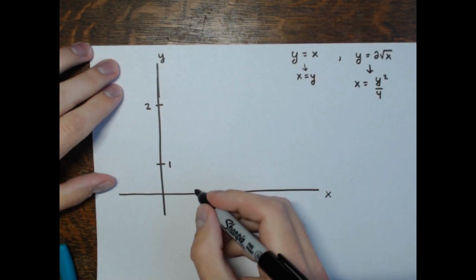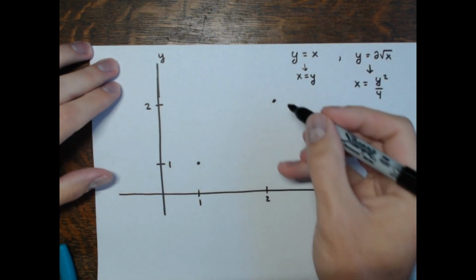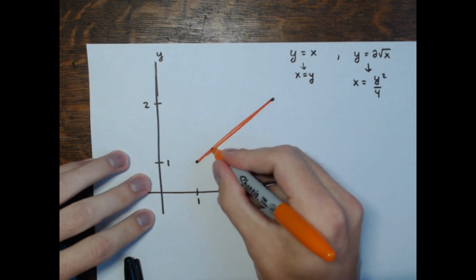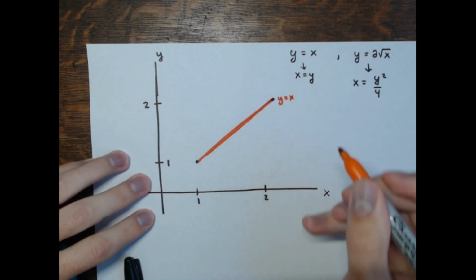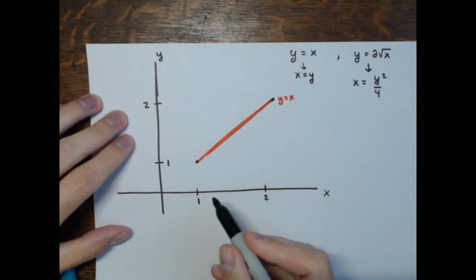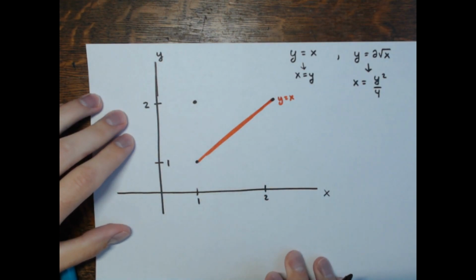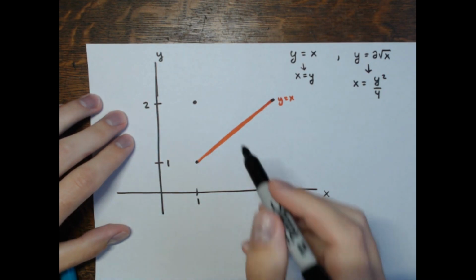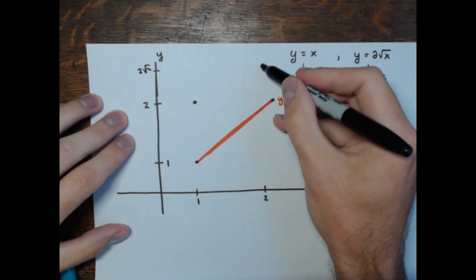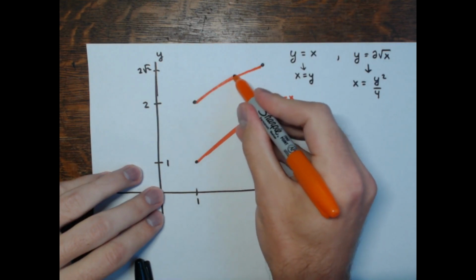Right, so y equals x would have the points (1, 1) and (2, 2), and just be a straight line. So there's y equals x, and then x equals y squared over 4, or y equals 2 square root of x. When x equals 1, y equals 2. And when x equals 2, you get 2 root 2, which is a little higher than the square root of 8. So it's part of a square root function, right? A little curvier than a straight line.